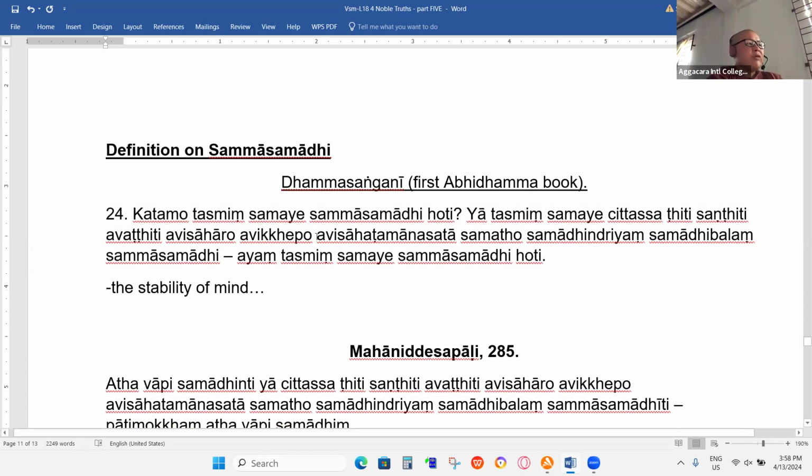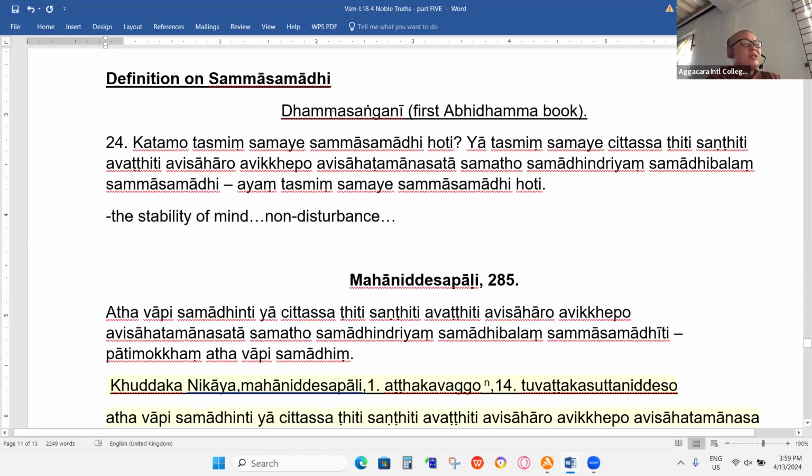And avikkhepo means non-disturbance. So when the mind is stable and the mind is not disturbed, it's called Samadhi Indriya, Samadhi Bala, power of Samadhi, and Sama Samadhi, right concentration. So according to Abhidhamma, it's very easy. Right concentration means your mind is stable and not disturbed. That's all.